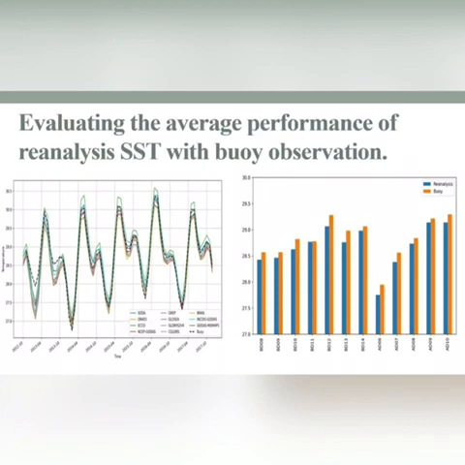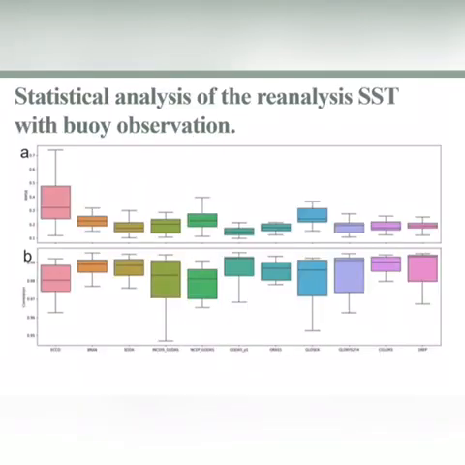The second figure here shows the mean averaged temperature of reanalysis products and buoy observations at each buoy location. Here we can see that the reanalysis products underestimate the observed buoy SST slightly at every location. The correlation and RMS spread of different reanalysis products are shown in this box plot.